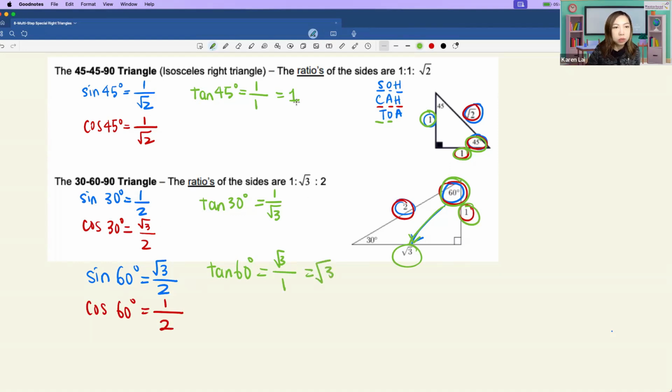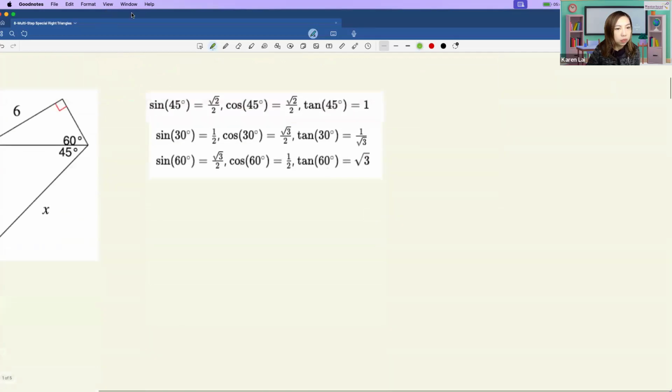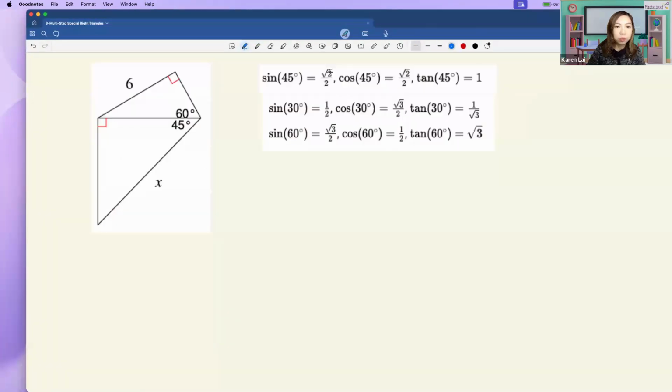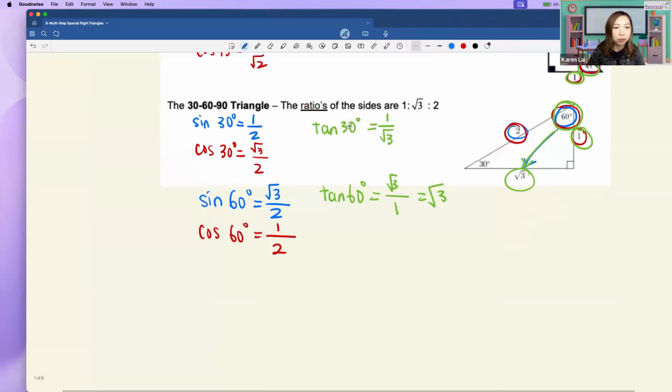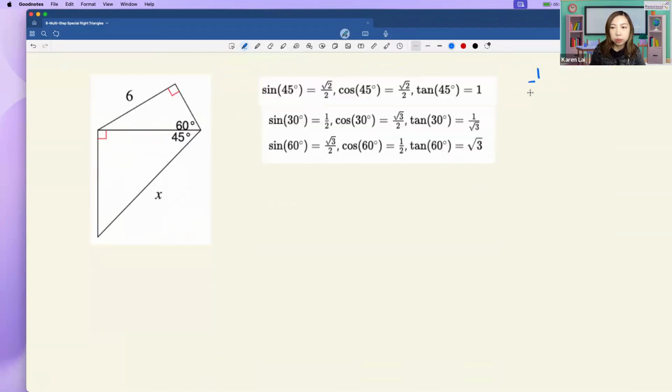Now we've got all these ratios down. Let's take a look at one of the questions. Here we have root 2 over 2, which is the same as 1 over root 2 that we have here. When we have 1 over root 2, we can rationalize it, because we don't like the radical, the square root, at the bottom. So we're going to multiply the top and the bottom by root 2. The top is going to be root 2 and the bottom is going to be 2. So they are the same thing.